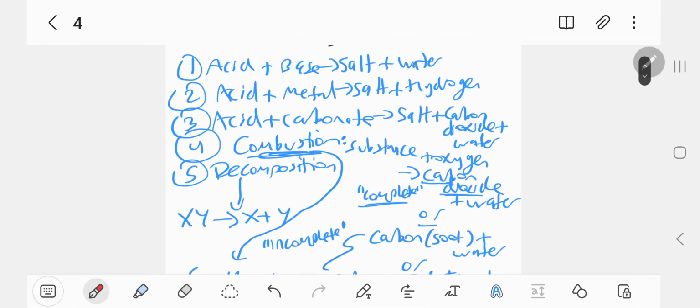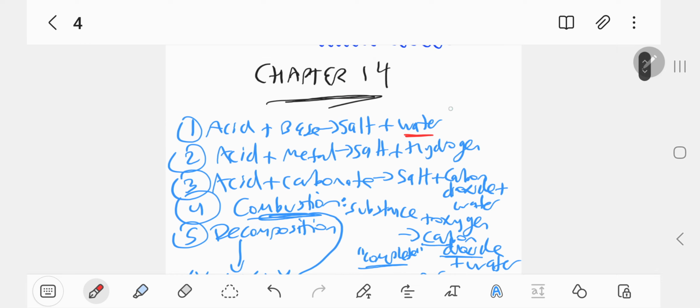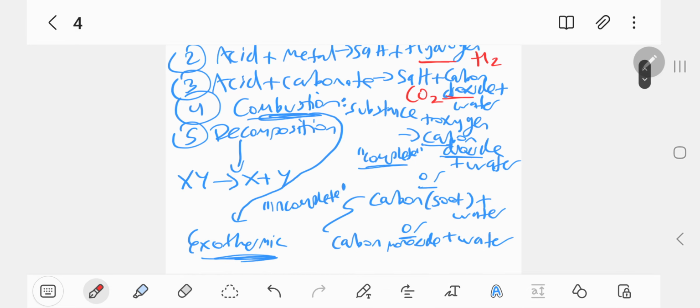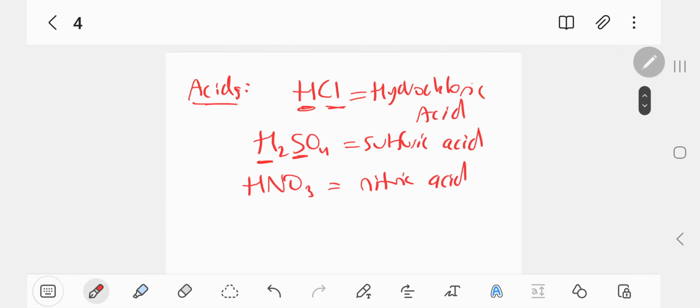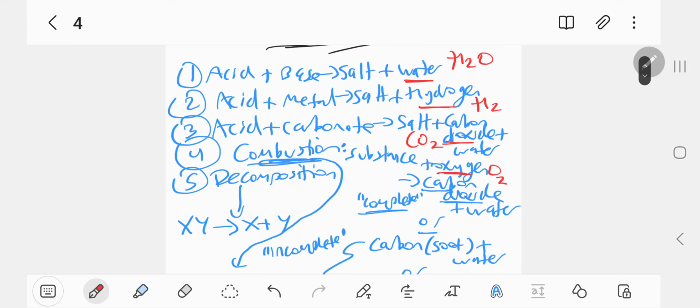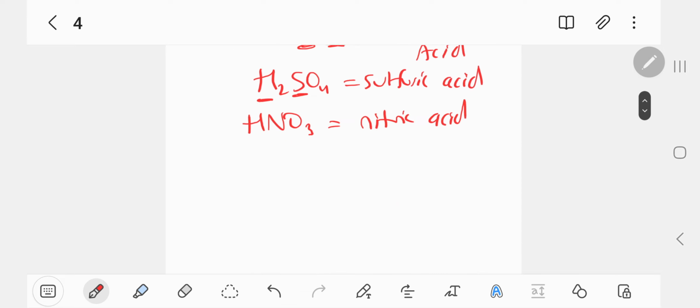You need to know, back here, water is H2O, chemical formula. Hydrogen is H2, it always exists as diatomic, two atoms stuck together. Carbon dioxide is CO2. And in combustion, oxygen is always O2 as well, it's diatomic. Just a note on chemical formulae.